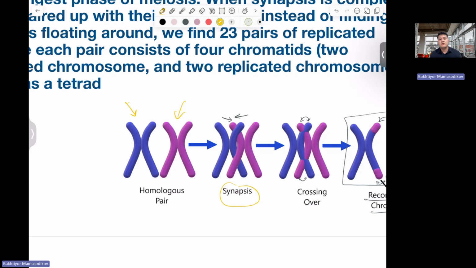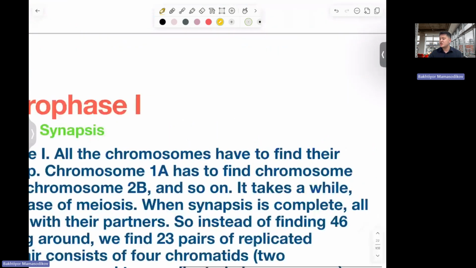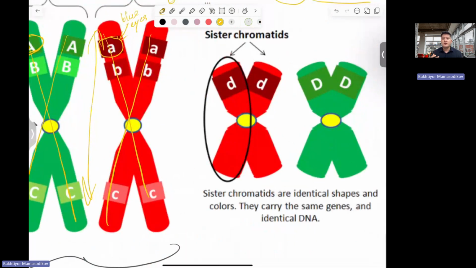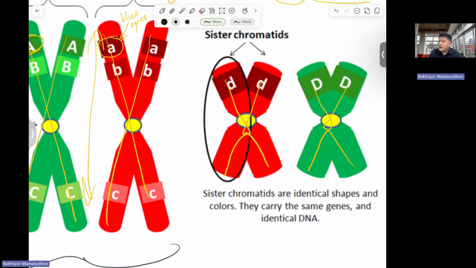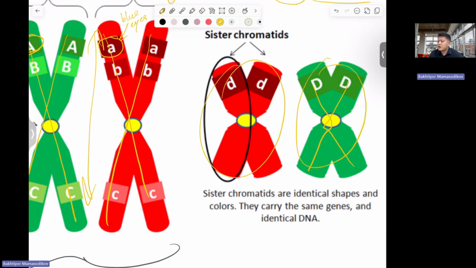Okay, so what's crossing over? Crossing over is the exchange of genetic material between non-sister chromatids of homologous chromosomes. So what does it mean? Exchanging of material between two non-sister chromatids. So this is one sister chromatid, this is the second sister chromatid, third, and the fourth, right? They are homologous chromosomes, but the exchange is between non-sister chromatids. This chromatid and this chromatid are called non-sister chromatids, right? They are not sister chromatids to each other.